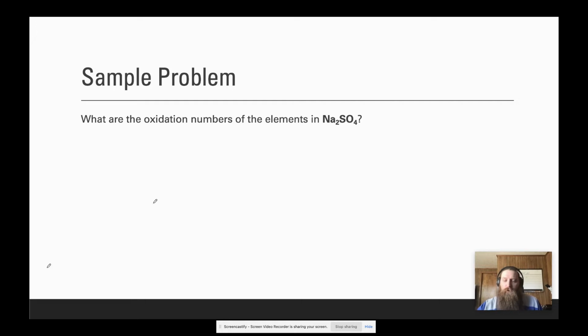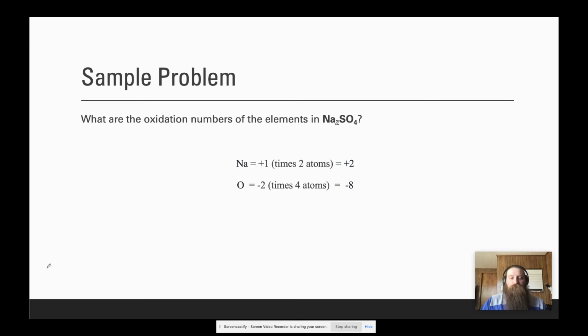So have those rules in front of you in your notes, and let's answer this question. What are the oxidation numbers of the elements in Na2SO4? So this would be sodium sulfate. All right, well, sodium is in group 1, so it's a +1 oxidation state. So Na is +1. There are two of them, right? The subscript next to sodium is 2. So that means Na is +2.